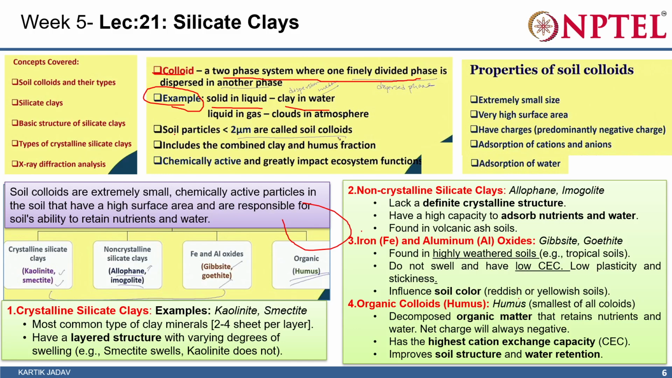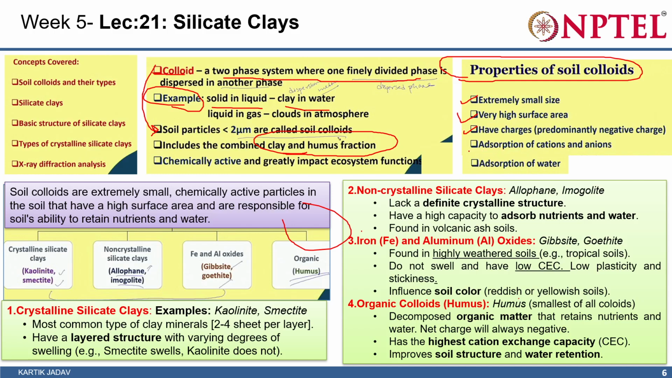Soil particles having a size less than 2 micrometer are called soil colloids. Soil colloids include the combined clay as well as humus fraction. Specifically, soil colloids are extremely small in size. They have a very high specific surface area and carry charges, either positive or negative, but predominantly negative. That's why they play a very important role in the cation exchange capacity of a particular soil.